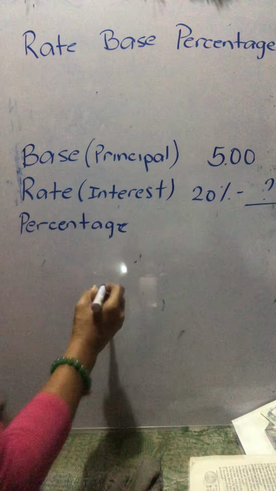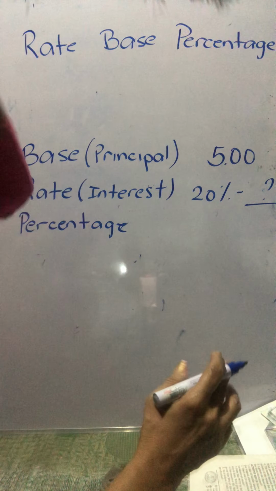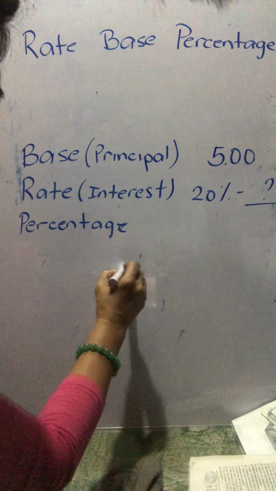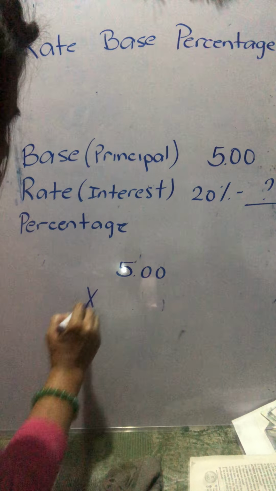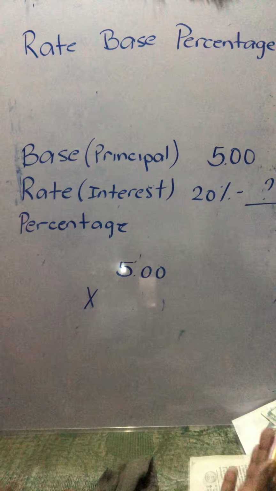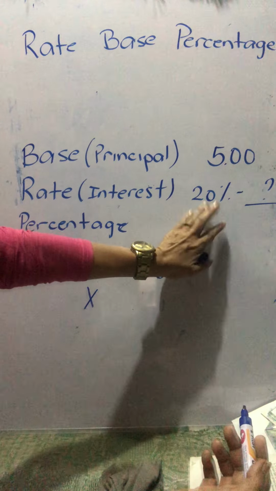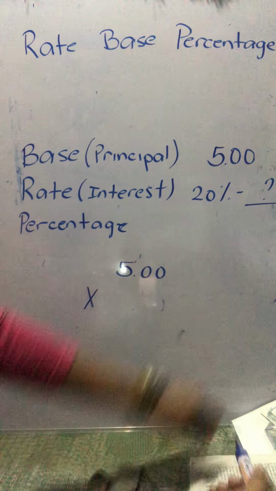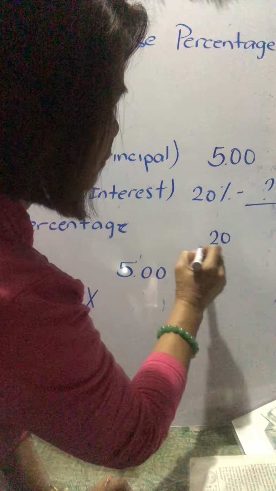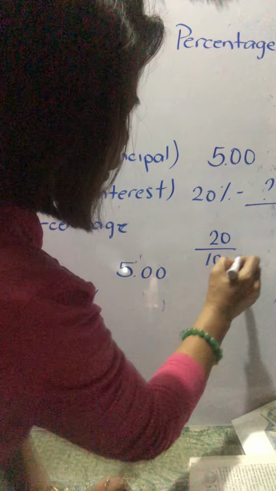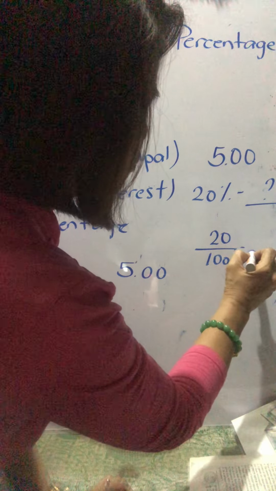For you to be able to get it, you take your 5 pesos and multiply it by 20%. So how do we write this 20%? As we said earlier, 20% is 20 over 100, which equals 0.20.